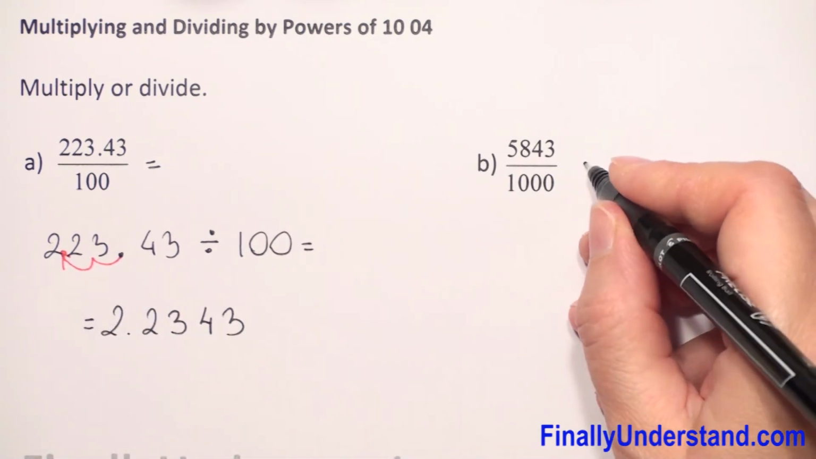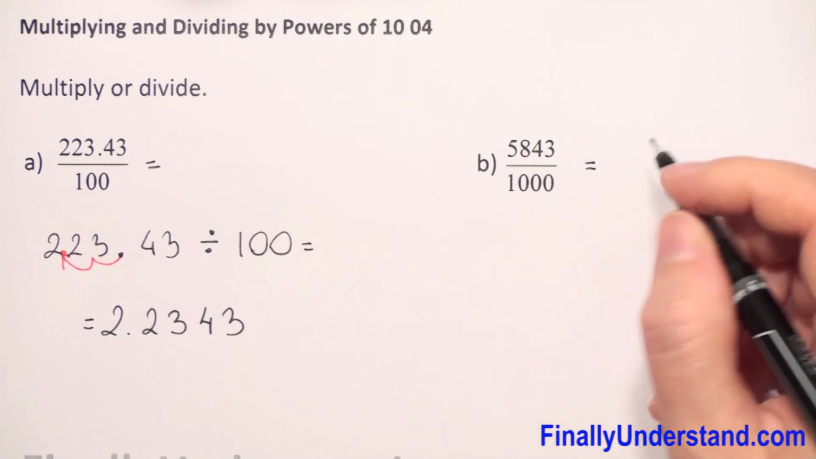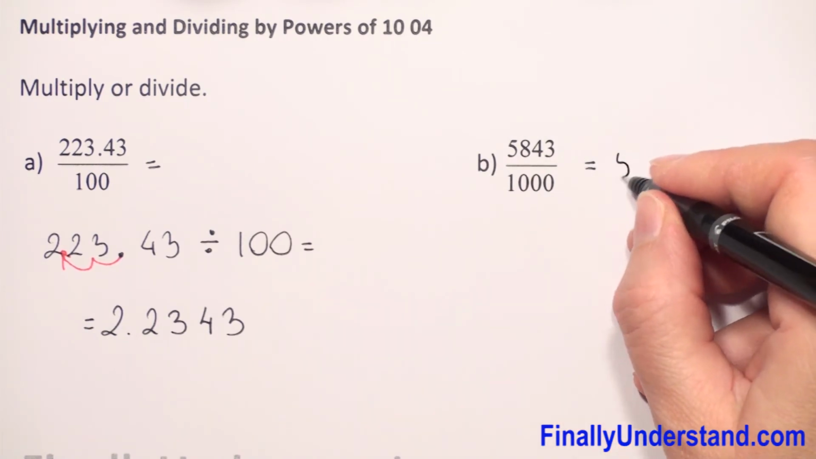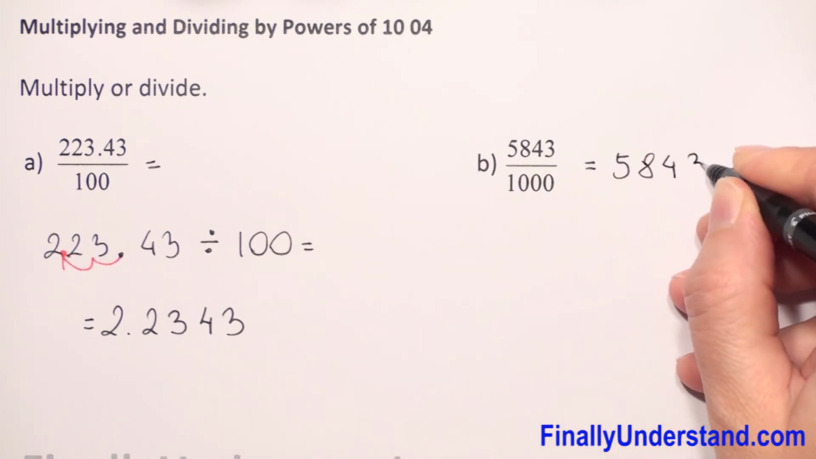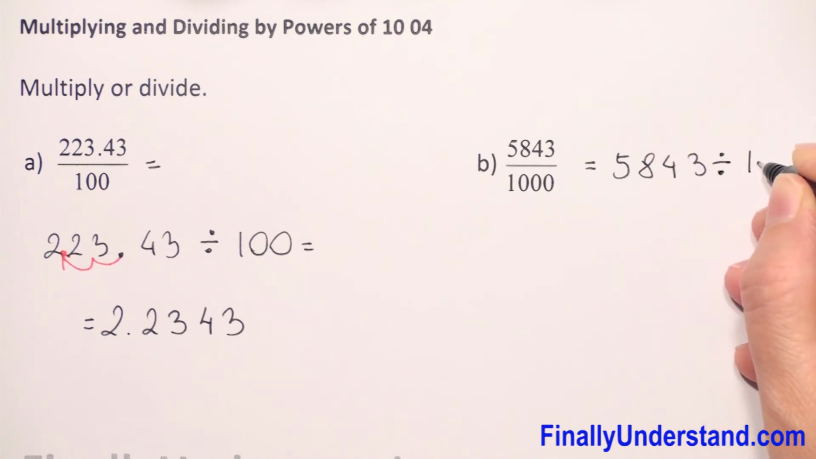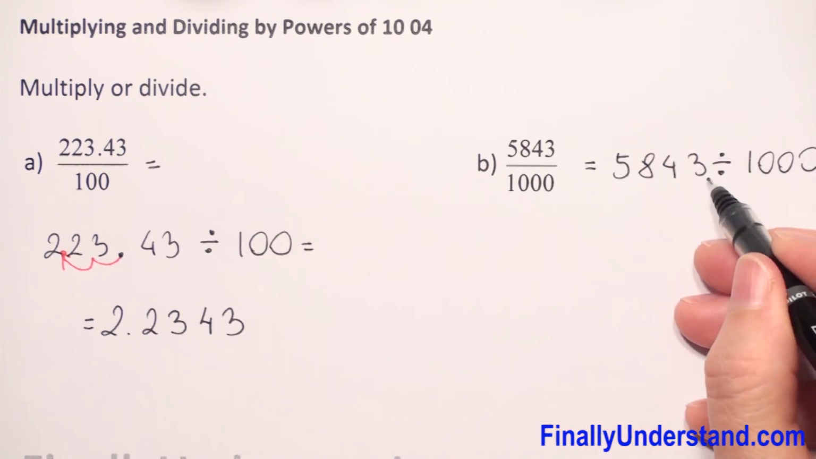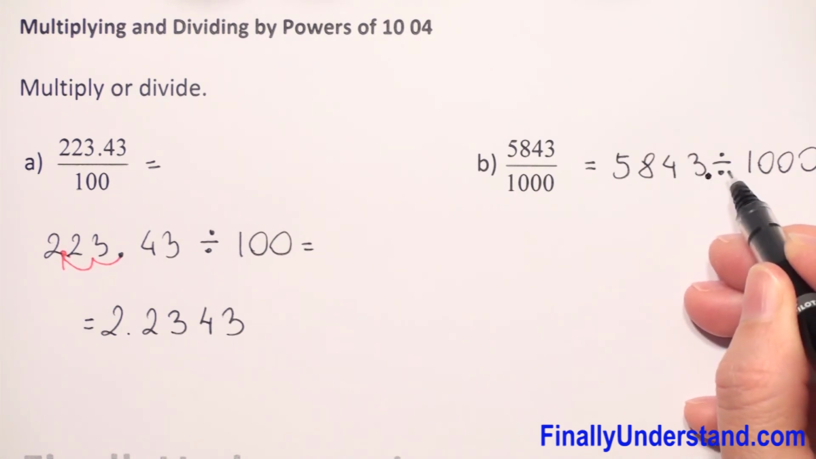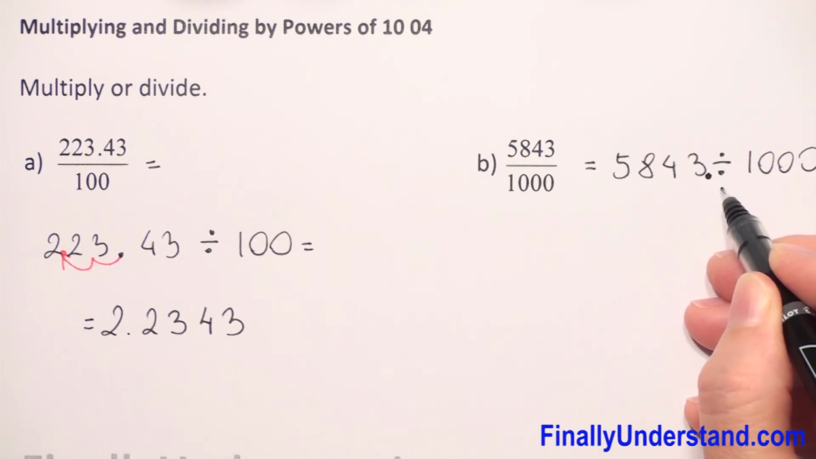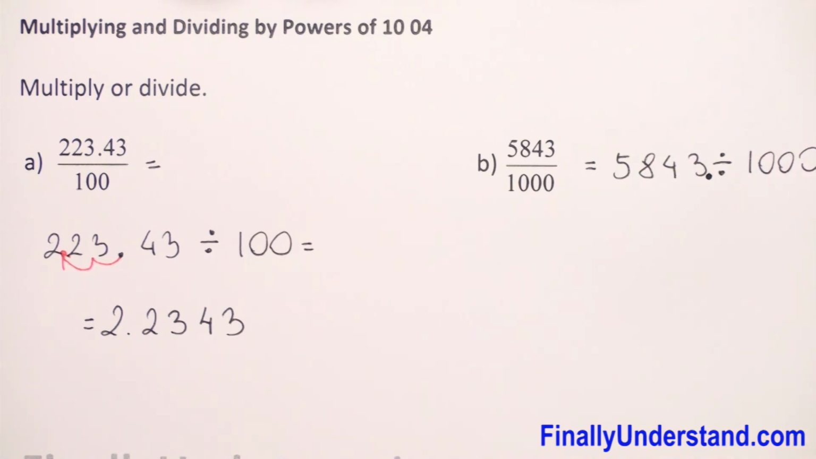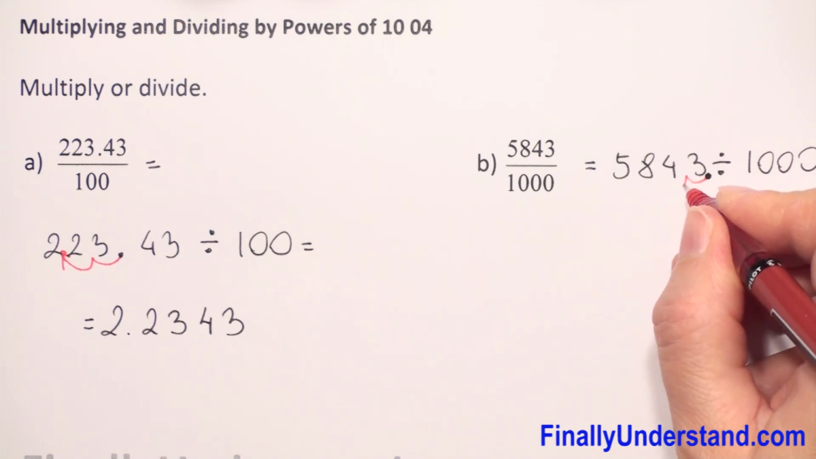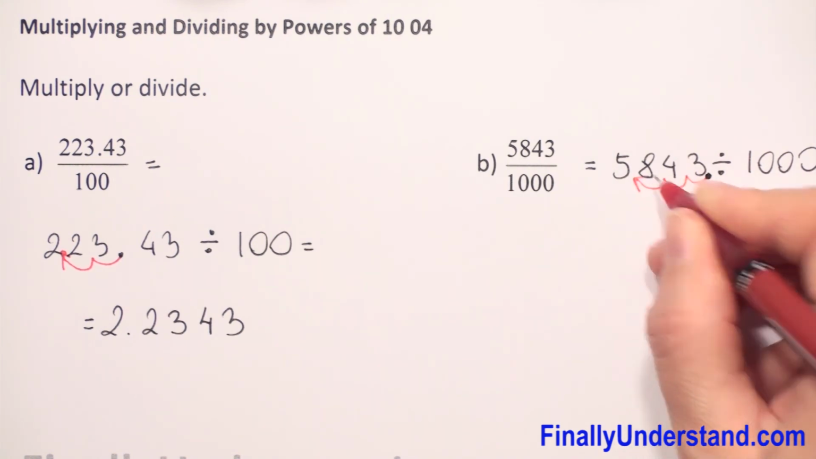Next example, like I said, we have division here because a fraction means division. We have 5843 divided by 1000. What else? When we don't have a decimal point, it's always at the end because we have division, so we have to move to the left. And we just count how many places. We have 3 zeros, so we move 3 places to the left.